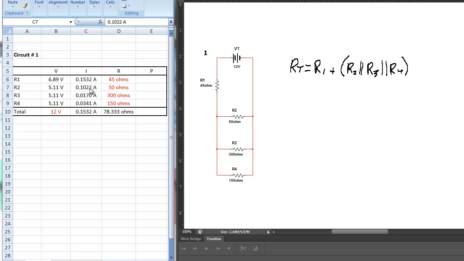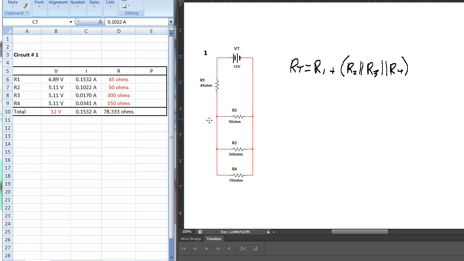Now let's check ourselves. Is 0.1022 plus 0.017 plus 0.0341, will they sum to 0.1532? And in this case, with slight rounding, as you see them here, they actually sum to 0.1533. There again, for our calculations, close enough.